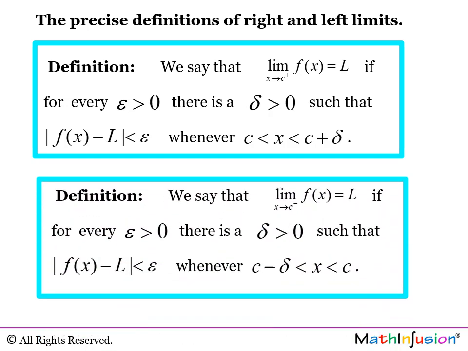Here is the matching definition for the left limit. We say that the limit of f(x) when x approaches c from the left equals L if for every positive epsilon there is a positive delta such that the absolute value of f(x) minus L is less than epsilon whenever x is greater than c minus delta and smaller than c.